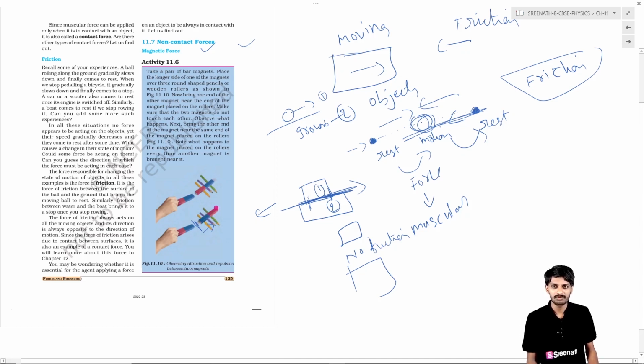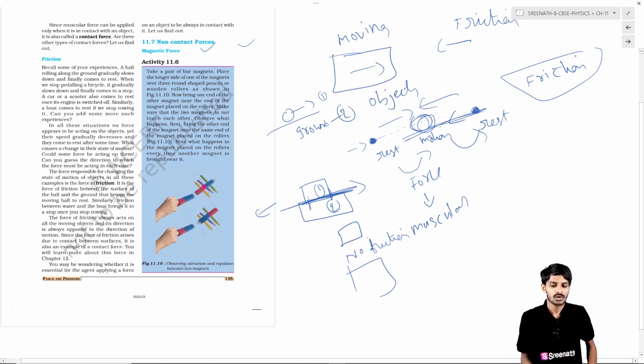Have we applied any force? Have we touched this magnet with this magnet? No, we didn't touch it. But why is it moving? Why are we seeing some pushing effect? Because there is some force. That force is called magnetic force. Where there is a push or pull, there must be a force. Here we are observing some push, so there must be a force. That force is called magnetic force.